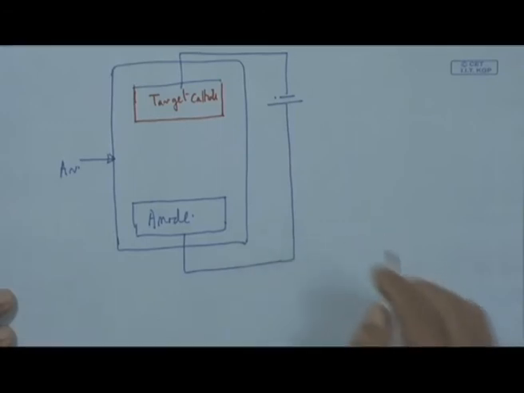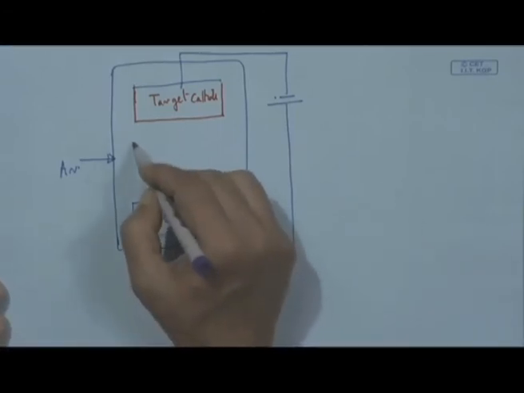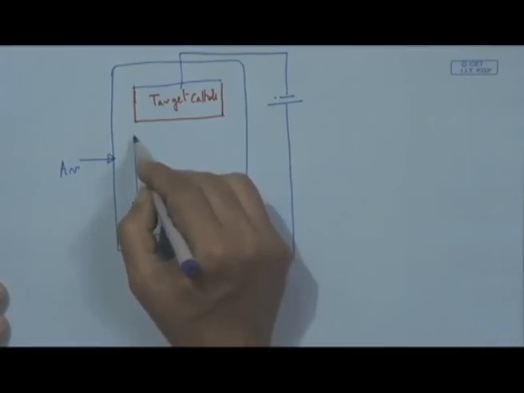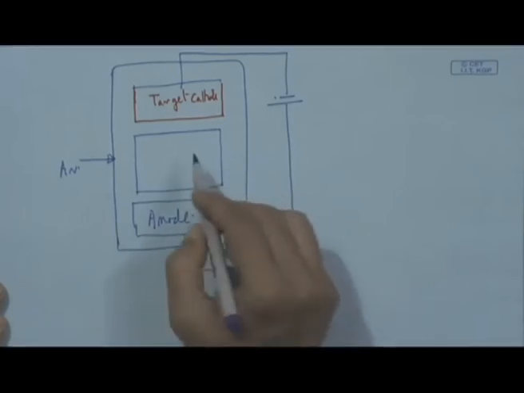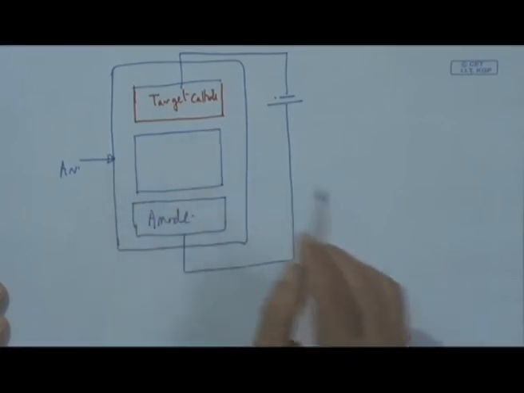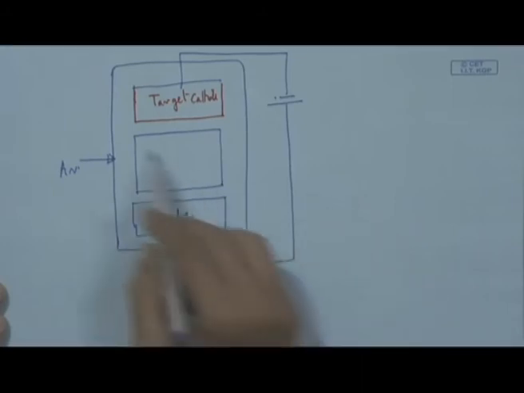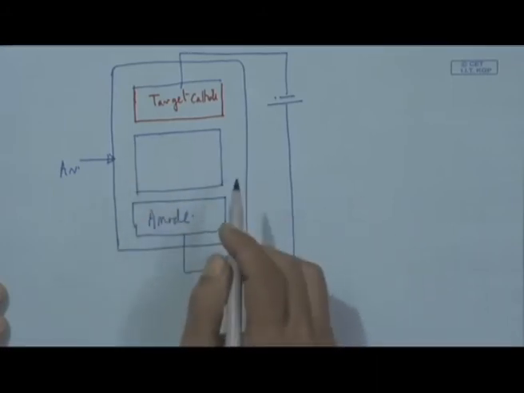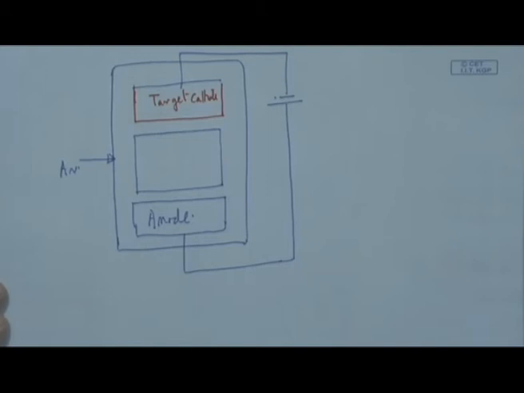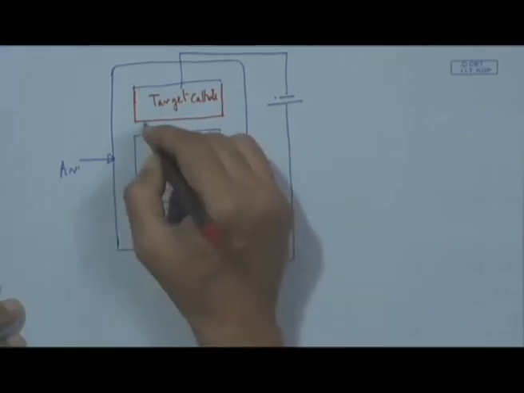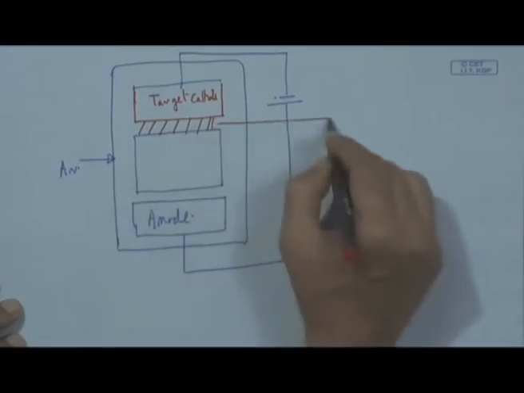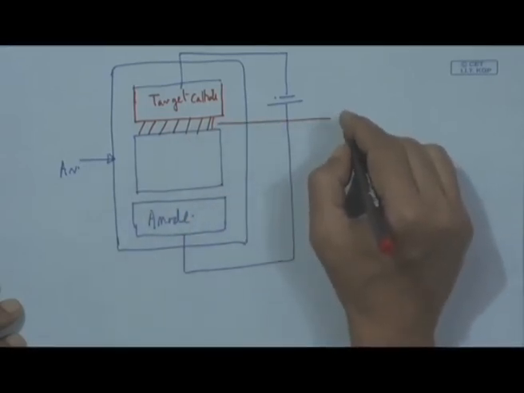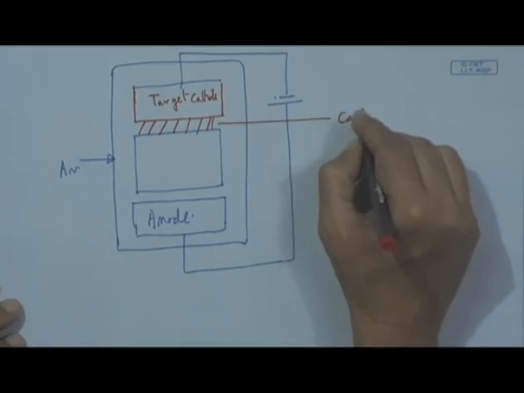If this is the situation, then what we can find out here is that we have three distinct zones. This is the main plasma volume, this area which is shown here, and this space is called actually the cathode dark space.